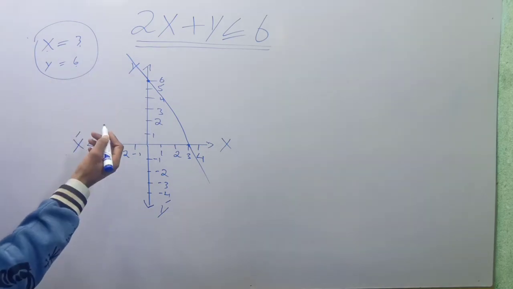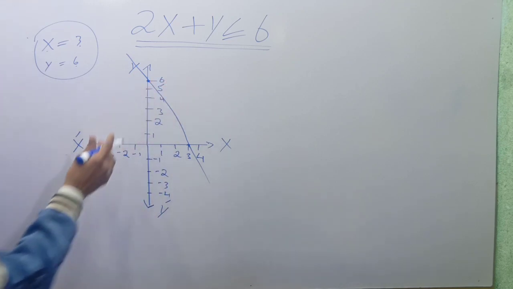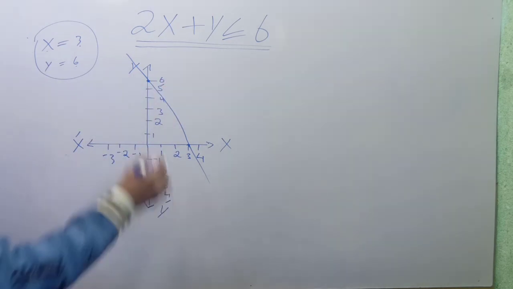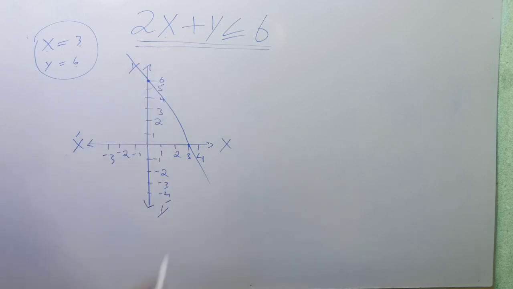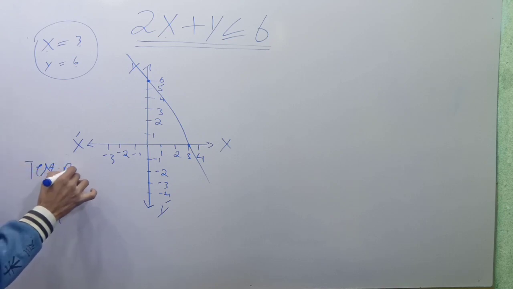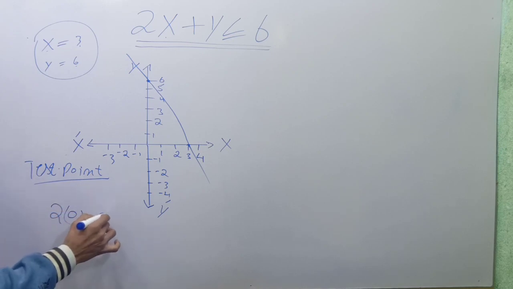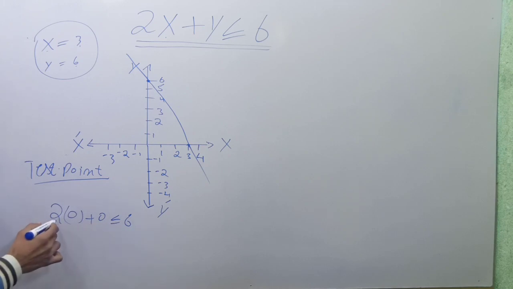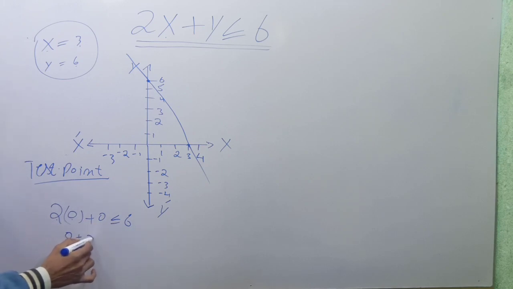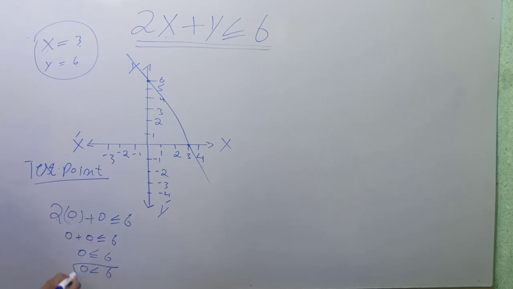Now we have to take a test point. Test point means we put the values x and y equal to 0, 0 in the given linear inequality. 2 multiplied by 0 plus 0 less than or equal to 6. 0 plus 0 less than or equal to 6. 0 is less than 6, which is true, as 0 is always less than 6.